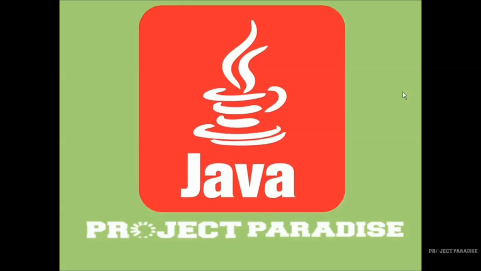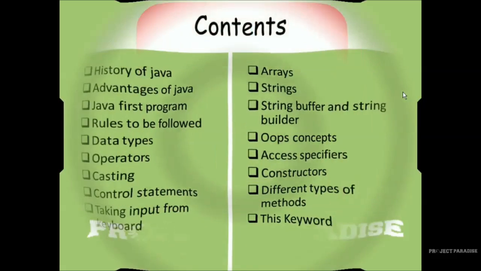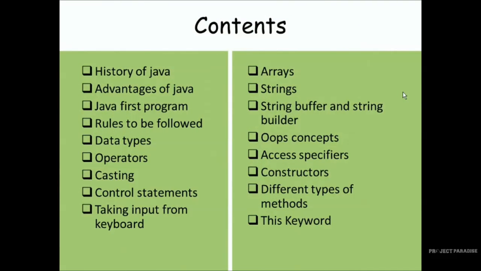So before moving into the Java video tutorial, let us know what are the things we cover in core Java. We begin with the history of Java, advantages of Java, Java first programs, rules to be followed while writing the program. What are data types? What are the operators we use? What do you mean by casting? What are the control statements? How to take input from the keyboard?